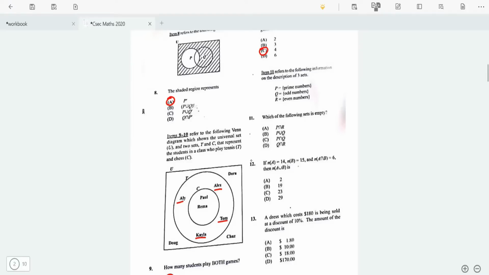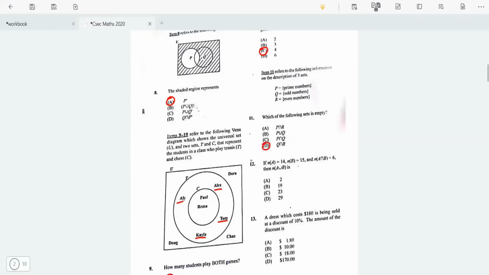So this refers to the following information and it describes 3 sets. Which of the following sets is empty? So empty set, you can never be even and odd at the same time. So Q intersect R. That's clearly option B.